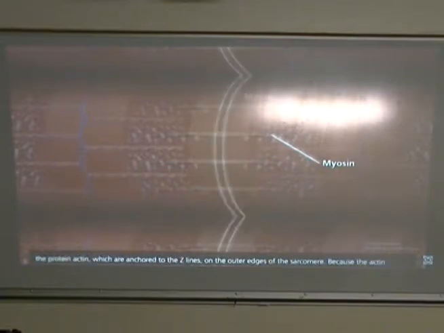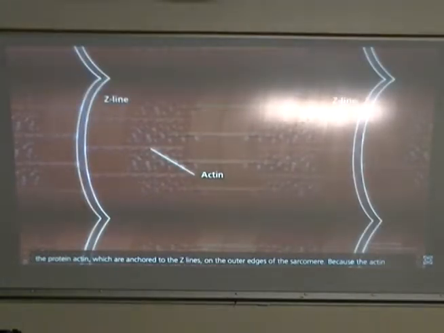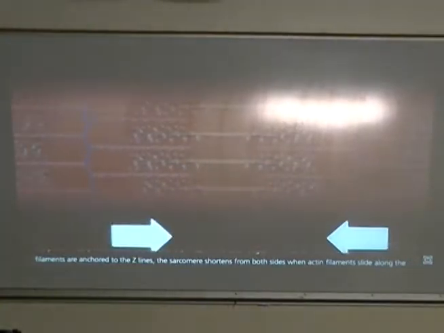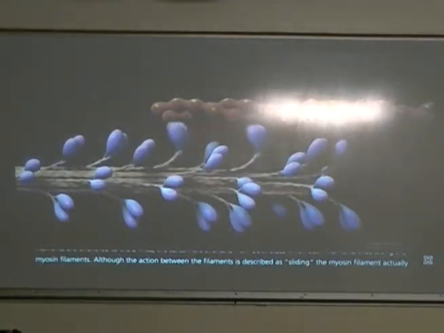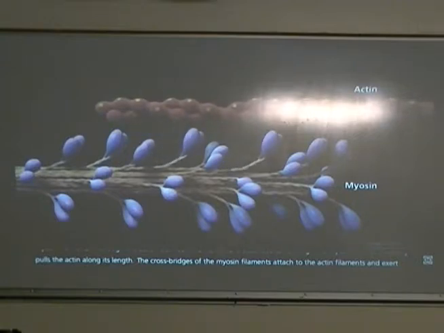The thick filaments are myosin, which are anchored at the center of the sarcomere, called the M line. The thin filaments are composed of the protein actin, which are anchored to the Z lines on the outer edges of the sarcomere. Because the actin filaments are anchored to the Z lines, the sarcomere shortens from both sides when actin filaments slide along the myosin filaments. Although the action between the filaments is described as sliding, the myosin filament actually pulls the actin along its length.